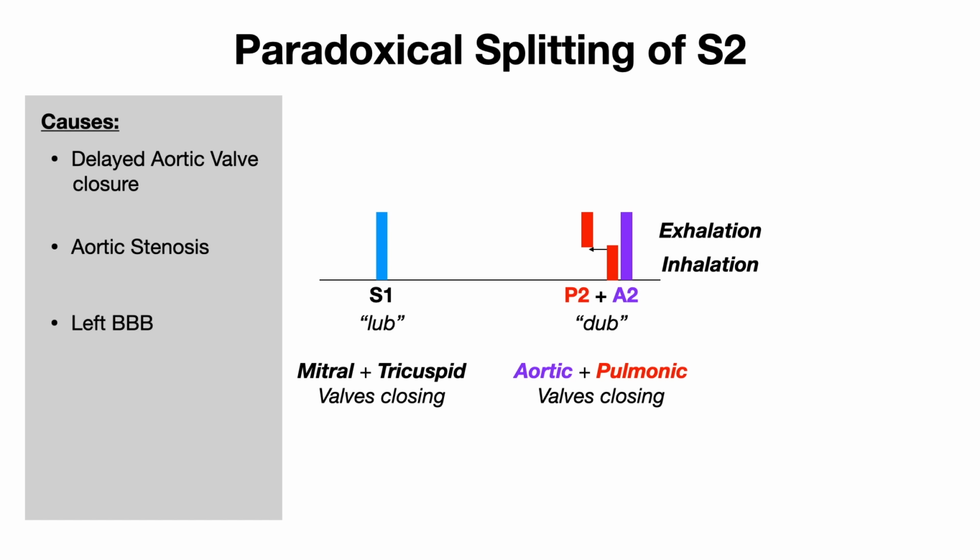So let's look at our graph here. What we see is we've got our S1, or our lub, followed by what's normally our S2, or our dub. Now in all the other graphs, you've seen the A2 or aortic component of the dub happen first. And then you saw the pulmonic or P2 component of the dub happen second. But in paradoxical splitting, that actually gets reversed. So let's talk about that.